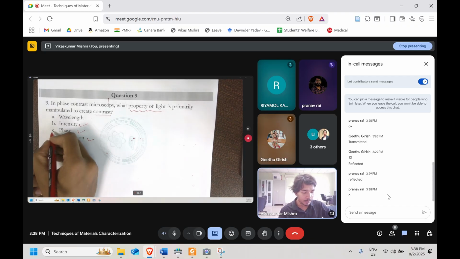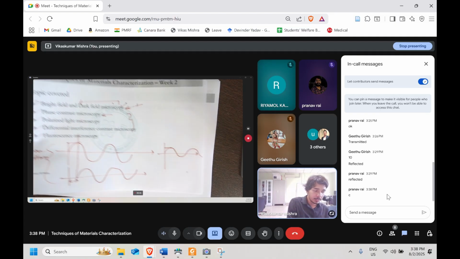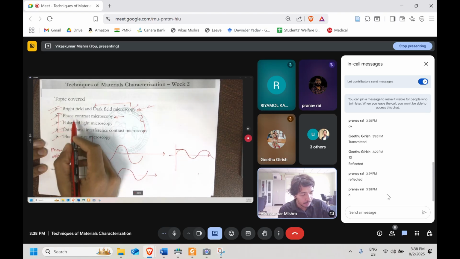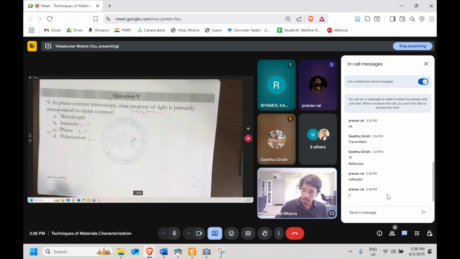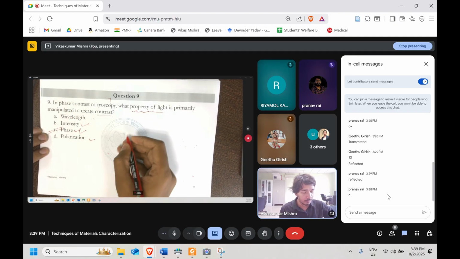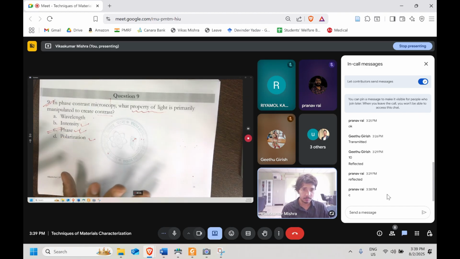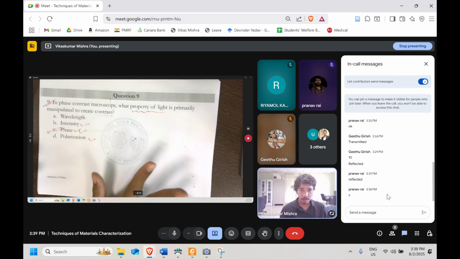Very good. Option C is the right answer. We have seen in this particular thing itself that these three are based on the phase, and this one is based on the amplitude. So in phase contrast we saw that it's a phase difference between the waves. So the right answer is option C. Very good. Any doubt in this? If no, let's move ahead.